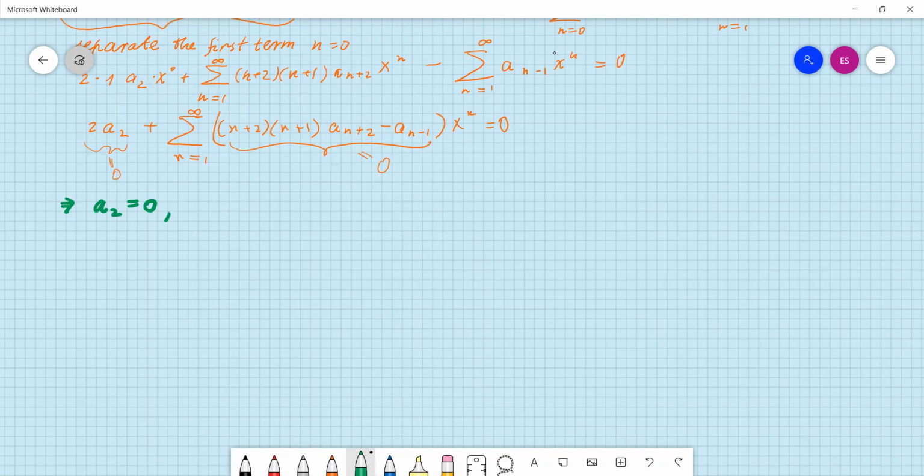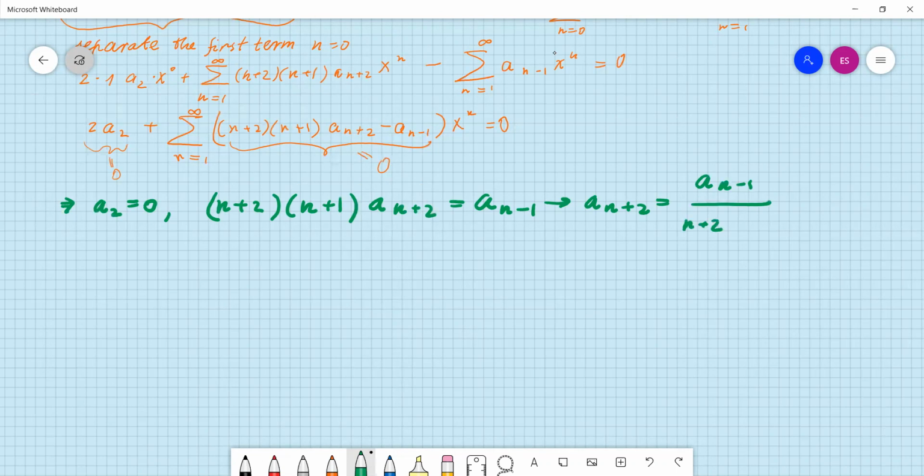And the equation for the recurrence formula is going to be what? (n plus 2)(n plus 1) a(n plus 2) equals a(n minus 1), from where a(n plus 2) equals a(n minus 1) divided over (n plus 2)(n plus 1). Okay, good. We got the recurrence formula, not formula, I guess.